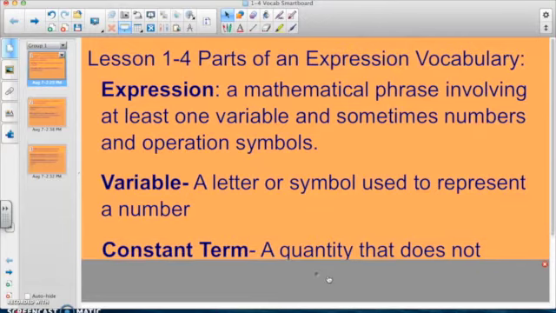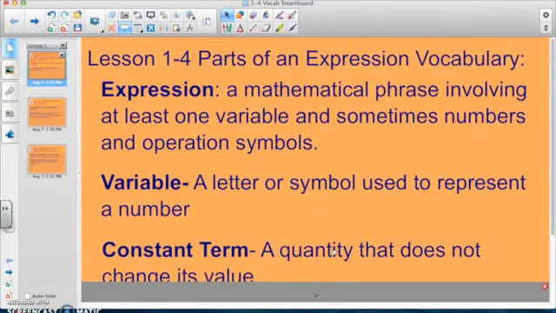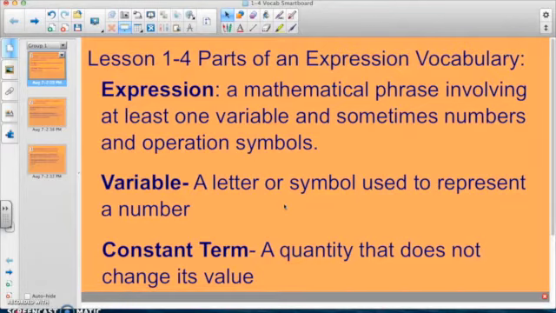All right, our next word, and it kind of snuck up on us there as the screen was moving down as I was talking, is constant term. It is a quantity that does not change its value. It's just going to be a regular old number. For example, 3 would be a constant. 7 would be a constant. All right, so let's make sure we get those three words down. We still got some more to go.